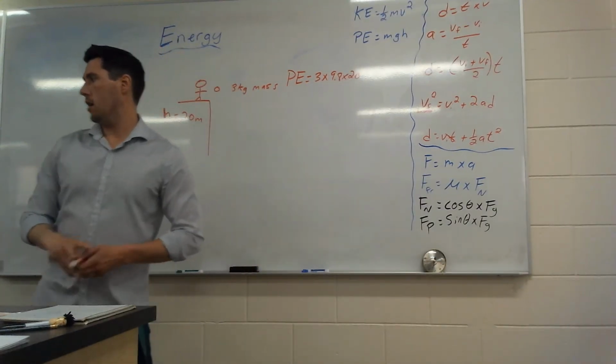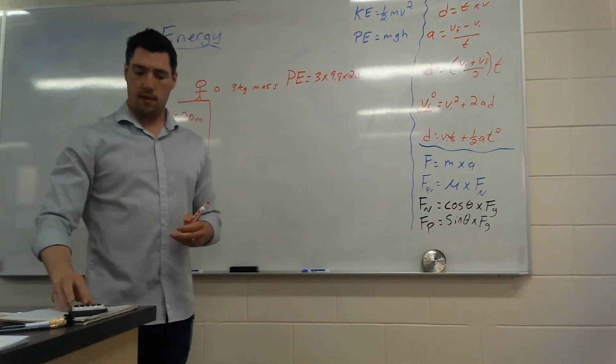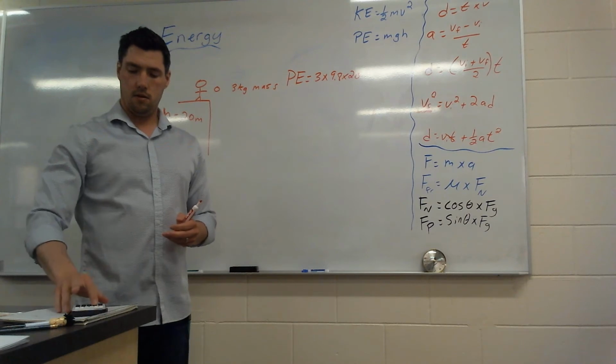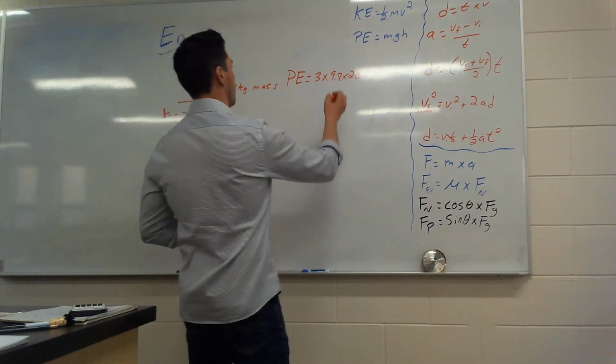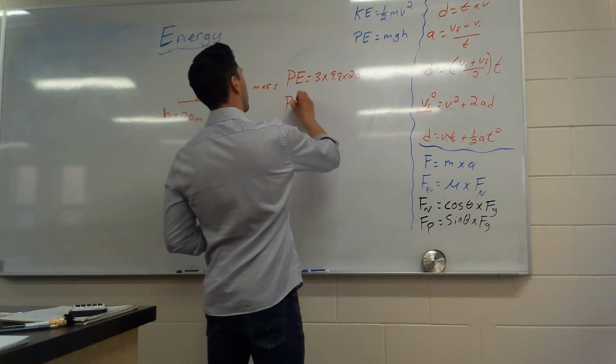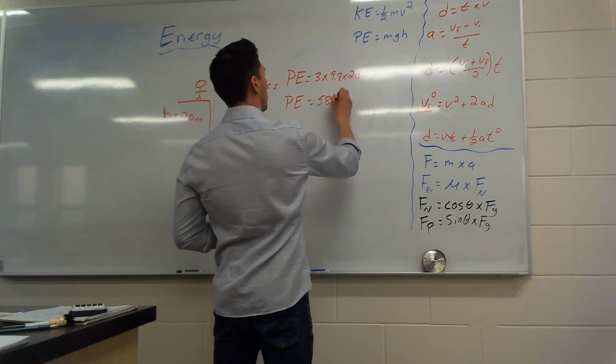Okay? And if I do that very quickly on my calculator, I get an answer of 588 joules. So I have a potential energy of 588 joules.